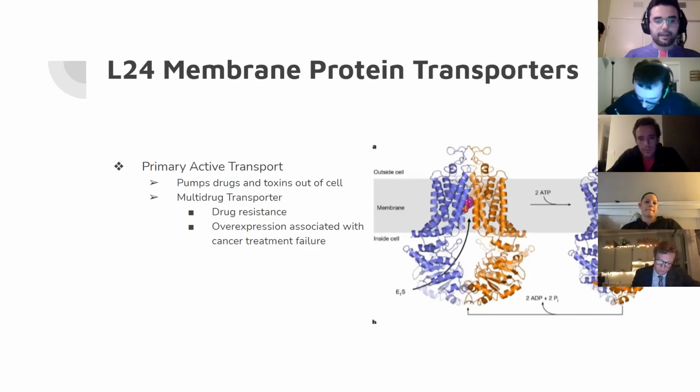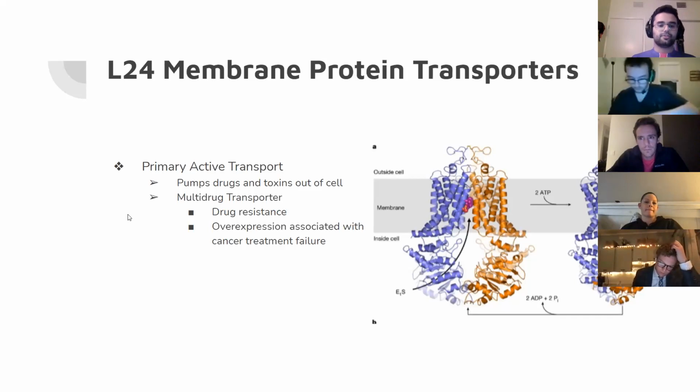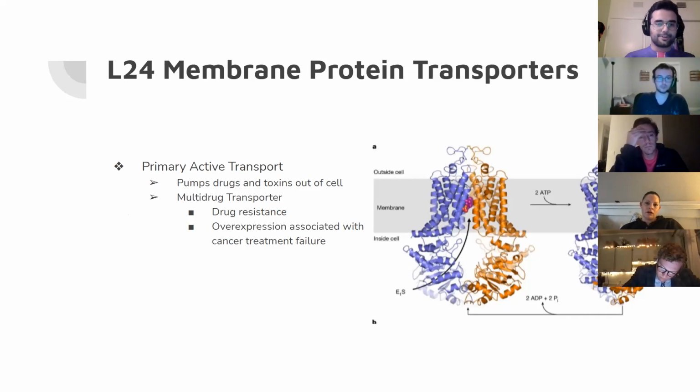So this is another way of our primary active transport. We have something called our multi-drug transporter, and these actually pump drugs and toxins out of our cells. These are really important when we're getting sick, when we have toxins in our blood, but it's not good when, for example, we're doing cancer treatment, because then our tumors are going to start overexpressing these multi-drug transporters and pumping all those chemotherapy drugs out of the cell to not kill it. Okay. So these are really, really important.